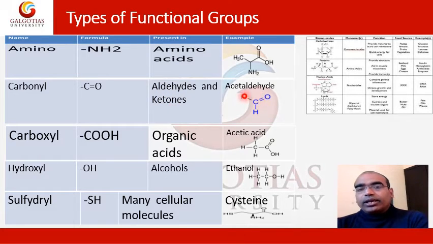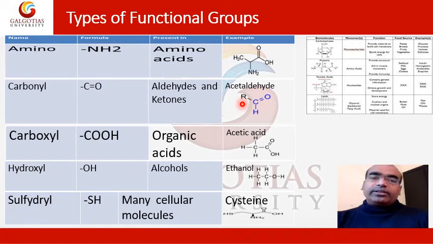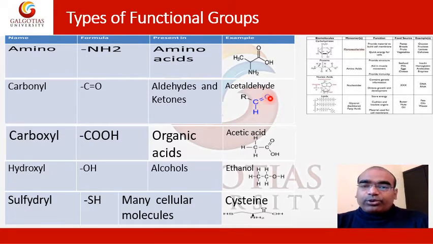Here you can see that when this R is replaced by H, it will be an aldehyde, and when R is present, meaning a methyl group, it is considered a ketone. So C double bond O represents a ketone, and this structure, CHO, represents an aldehyde. So when this H is replaced by an R group, it is considered a ketone.